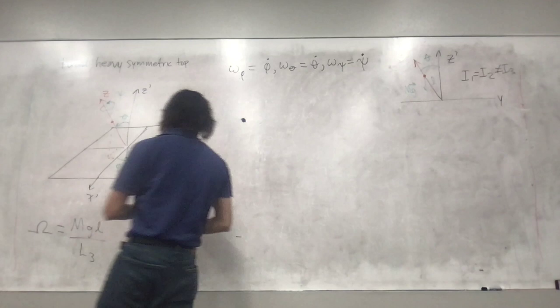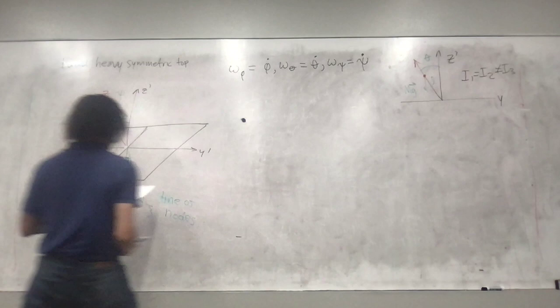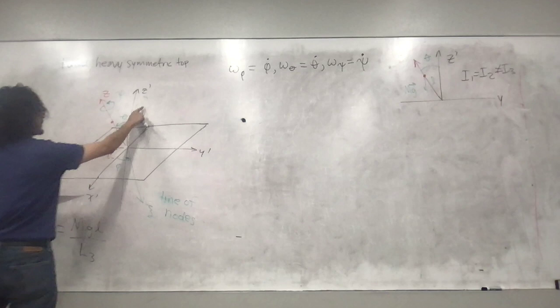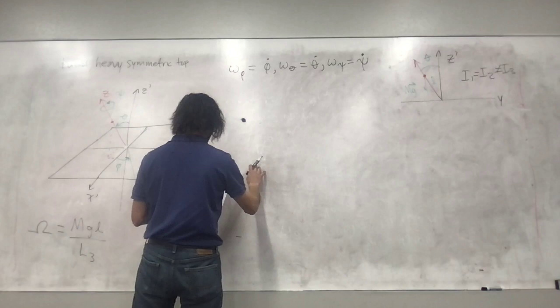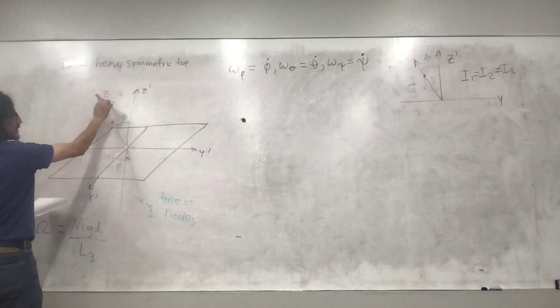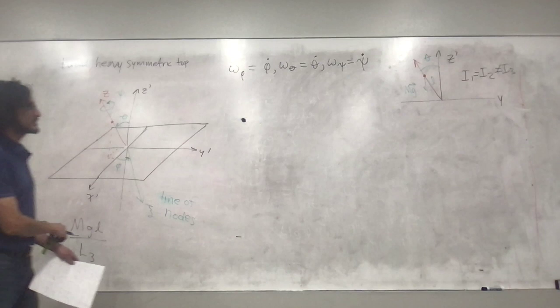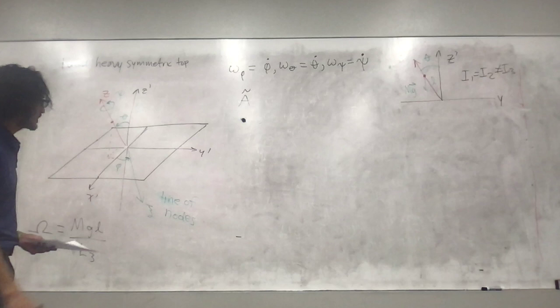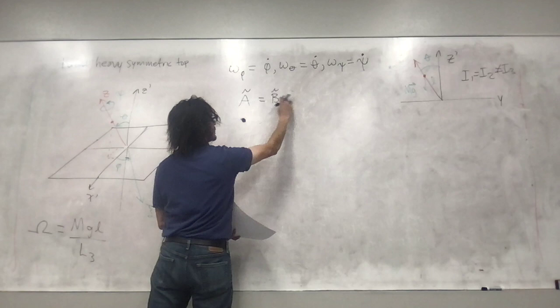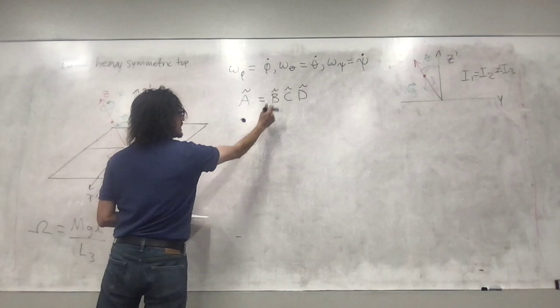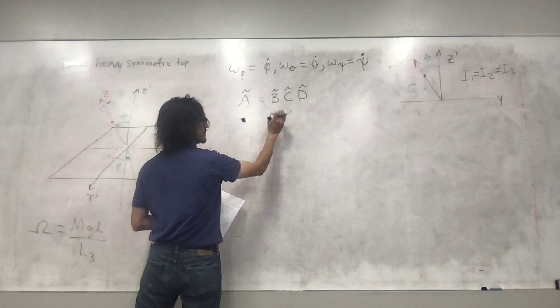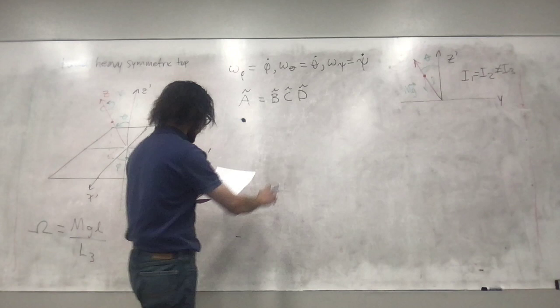Omega phi is along z prime. So it's about z, not prime, unprimed, is this one. So in order to bring it back to system coordinates, we need to apply the whole transformation matrix A wiggly. And this one was equal to B wiggly, C wiggly, and D wiggly. And these were the rotation matrices in two dimensions, but along different axes. So A is given by equation 4.46.